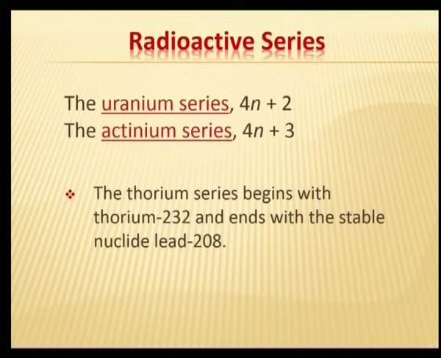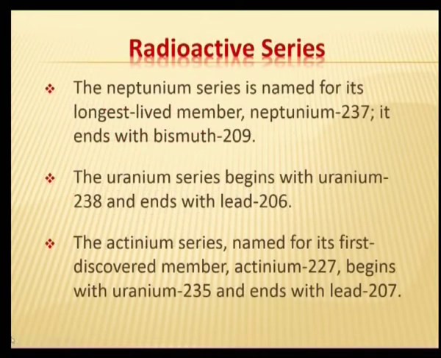The thorium series begins with thorium 232 and ends with the stable nuclide lead. As I told you, thorium ends with lead, which is very stable. It starts with mass number 232, ends with a stable lead whose mass number is 208. The Neptunium series ends with bismuth, okay? That is very important. The Neptunium series, named for its longest lived member Neptunium 237, ends with bismuth 209.